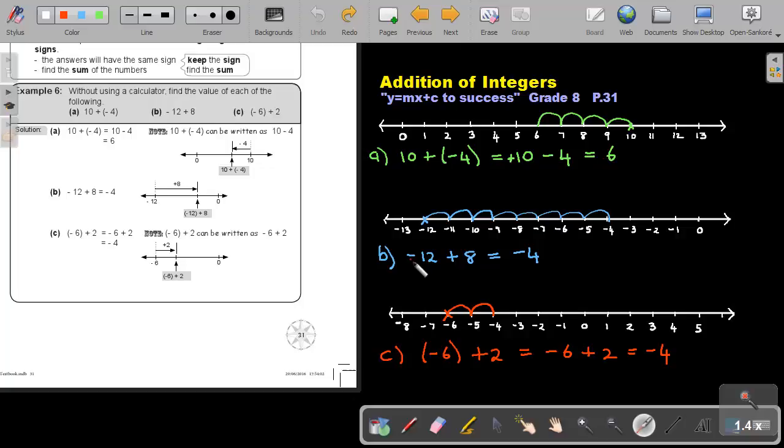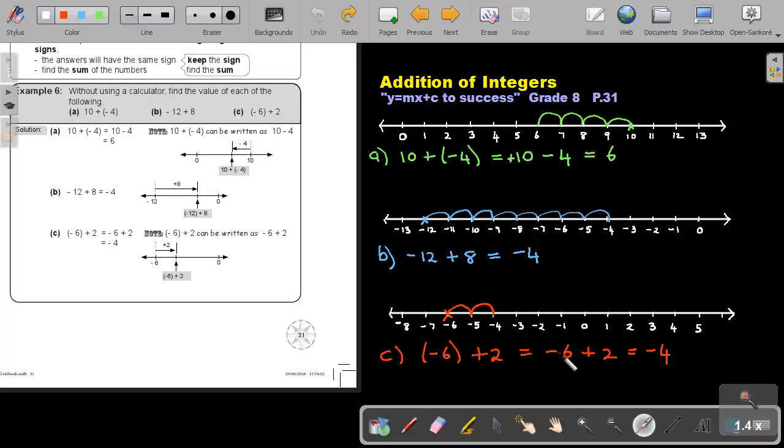Let's look at this one. Negative 12 plus 8. The signs are different. So what do I do? I get the difference. I subtract. The difference between 12 minus 8 will be 4. Now look, did I move more to the negatives or more to the positives? It's definitely more to the negatives, and that's why I keep the negative sign. In the previous case, it was more to the positive, so I kept the positive sign.